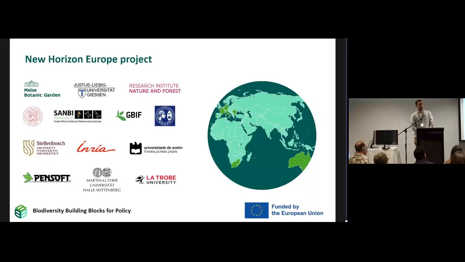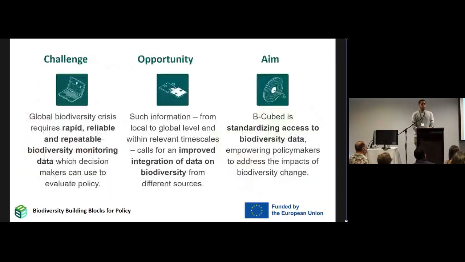Next slide, please. So B-Cubed is a project that started in March. It's a new Horizon Europe project with 13 partners, some of which you might recognize, like Pensoft and GBIF. And it is being coordinated by Quentin Groom from the Meise Botanic Garden in Belgium. We have mostly European partners, but also South Africa and Australia are included as partners as well.